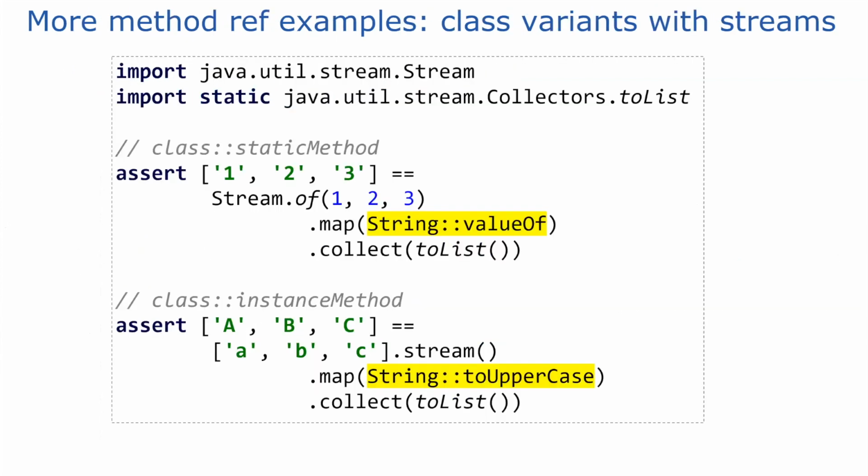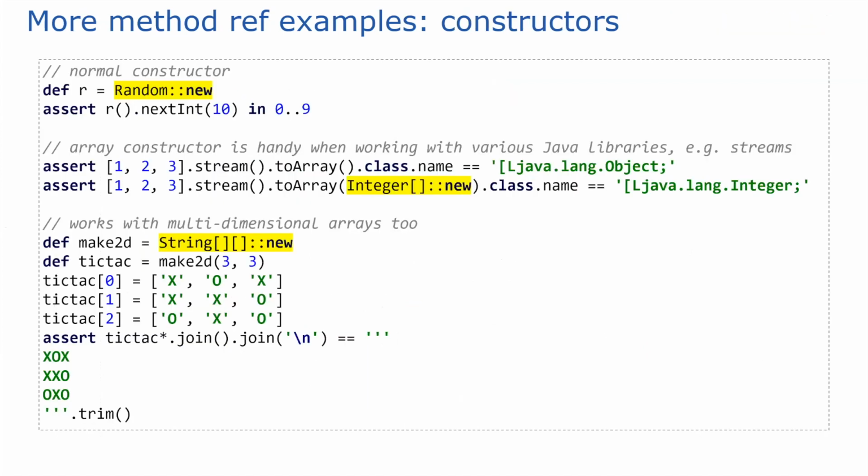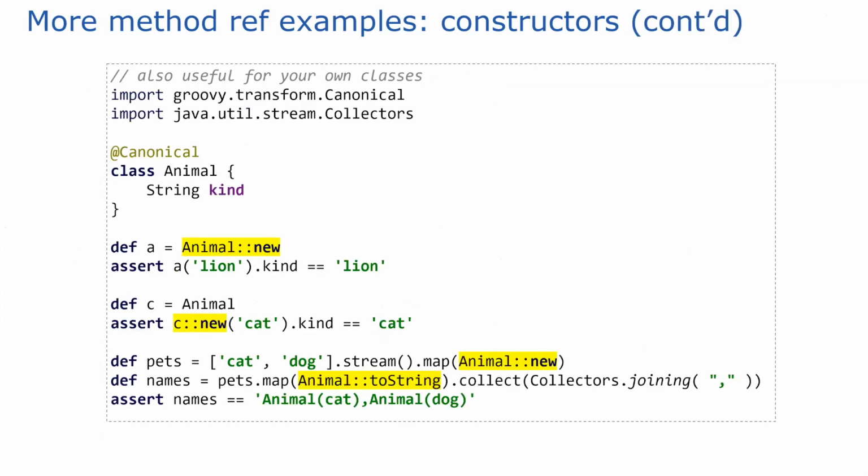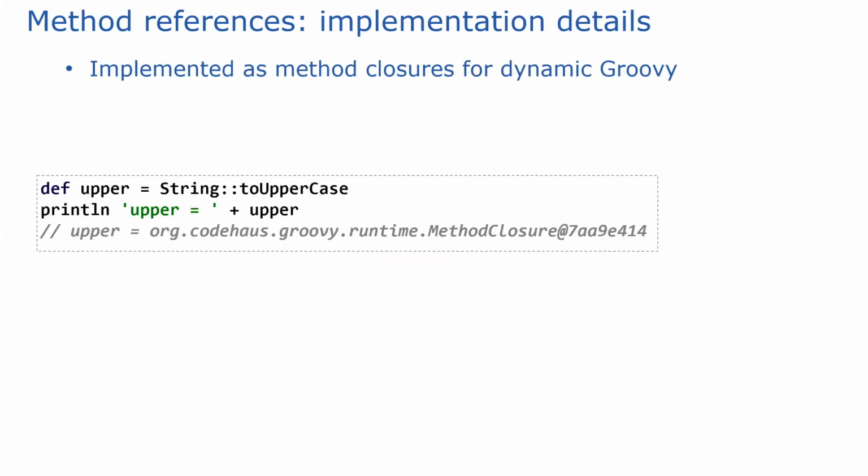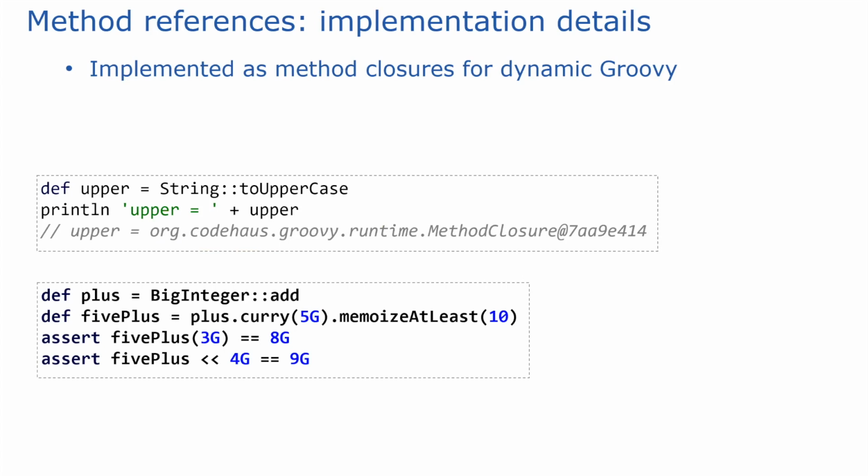And here are some examples of that, using it with streams. You can use it with constructors, including multi-dimensional arrays. You can do it with your own classes and their constructors. And now the bit I want to talk about very briefly is that the double colon is implemented as method references, like the dot ampersand that we saw before for normal dynamic Groovy.